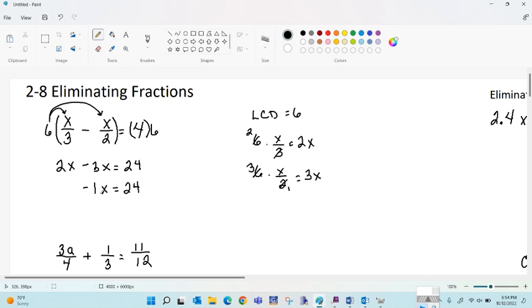So some of you just know that if negative 1x is 24, x is negative 24, but in case you need to have a step in there, we could divide both sides by negative 1, and you get the answer as being negative 24. So our goal here in picking that least common denominator is going to be to get rid of the fractions so you don't have to deal with them anymore. So that makes your work easier. My answer here is negative 24. Okay, let's look at the next one.